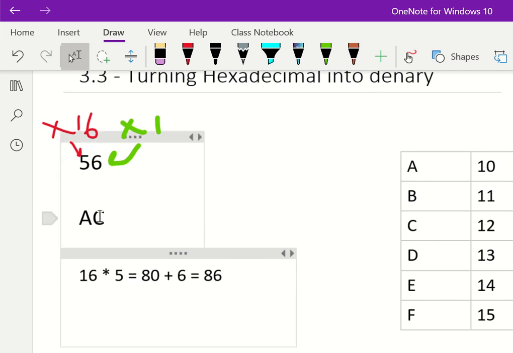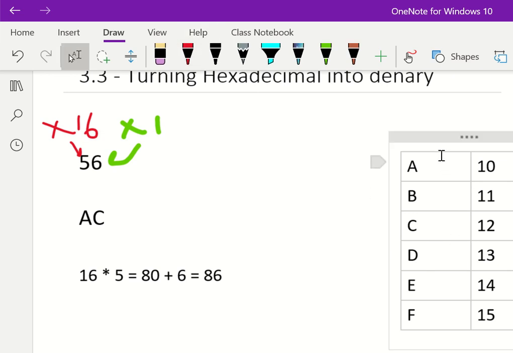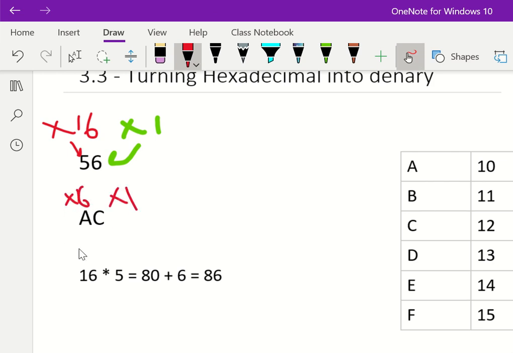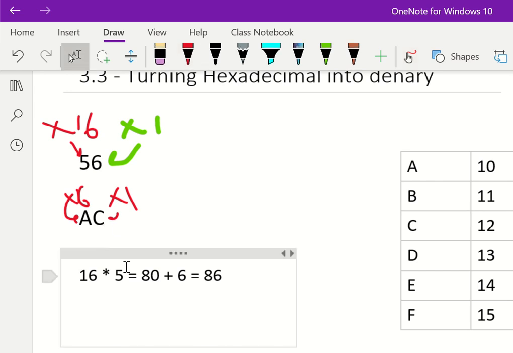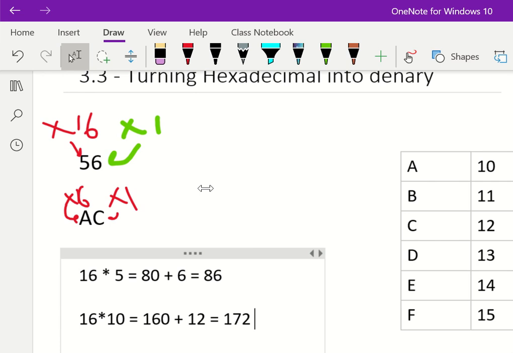So let's imagine we got AC. So this time we're using these values, which are over here, to represent these. So what I do, as I said before, I multiply the left value by 16, and I multiply the right value by 1. So we multiply those like so. So I know that A equals 10. So 16 times 10 gives us 160. C is 12, so 12 times 1 gives us 12, so add that onto the end, which gives me 172. So AC in hexadecimal turns into 172 in denary.